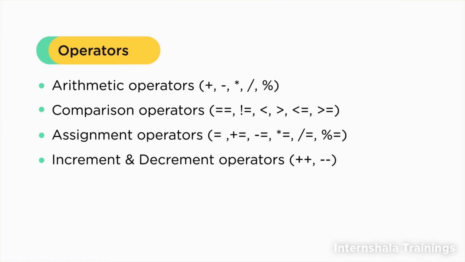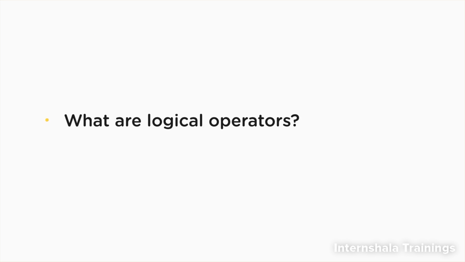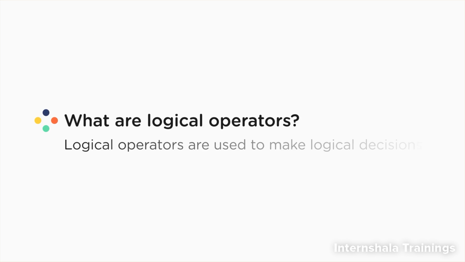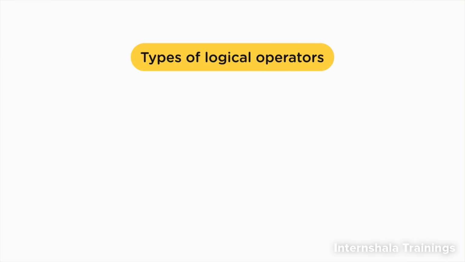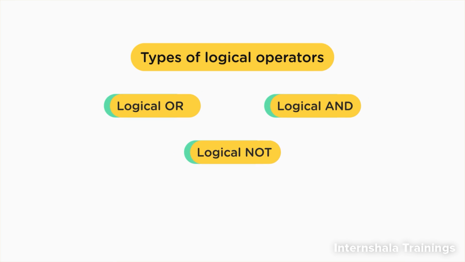So we have looked at 4 types of operators till now. Those are the arithmetic operators, comparison operators, assignment operators, and the increment-decrement operators, right? Now let's add logical operators to this list and see what they are. So what are logical operators? Well, they help us make logical decisions. We will be looking at 3 logical operators: the logical OR, the logical AND, and the logical NOT operators.